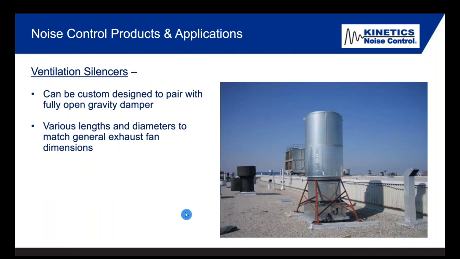Upblast fans, there might be 50 of these on the building. You have them turn on, gravity damper opens up, and we can design baffles internal to these circular silencers. So when the gravity damper opens and it's fully open, then we can mate the width or thickness of the baffle to be no greater than that, to keep these low pressure drop silencers for those exhaust fans.